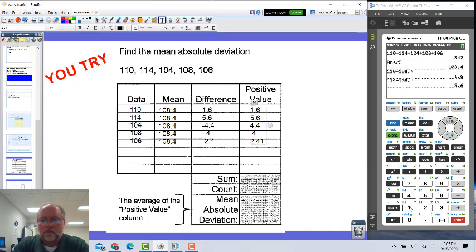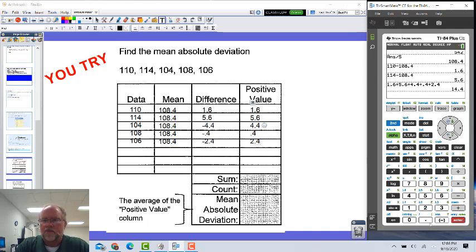So 1.6 plus 5.6 plus 4.4 plus 0.4 plus 2.4. And then hit enter. And so that is our sum. So we will put the sum right here in the sum spot, 14.4.